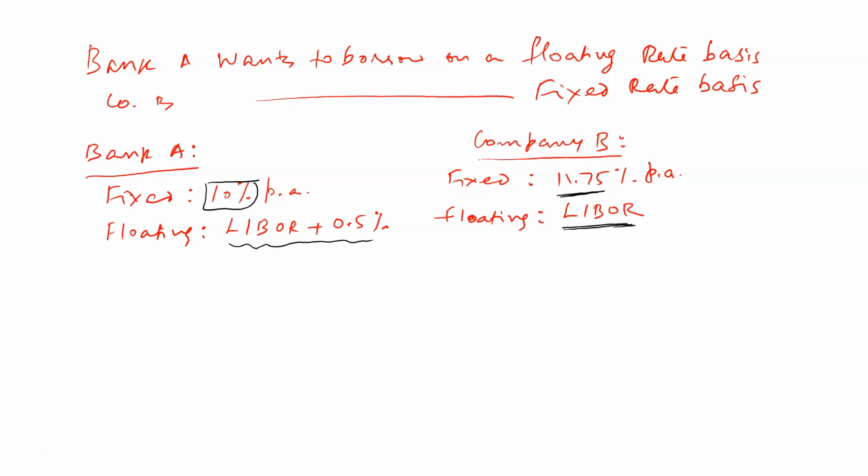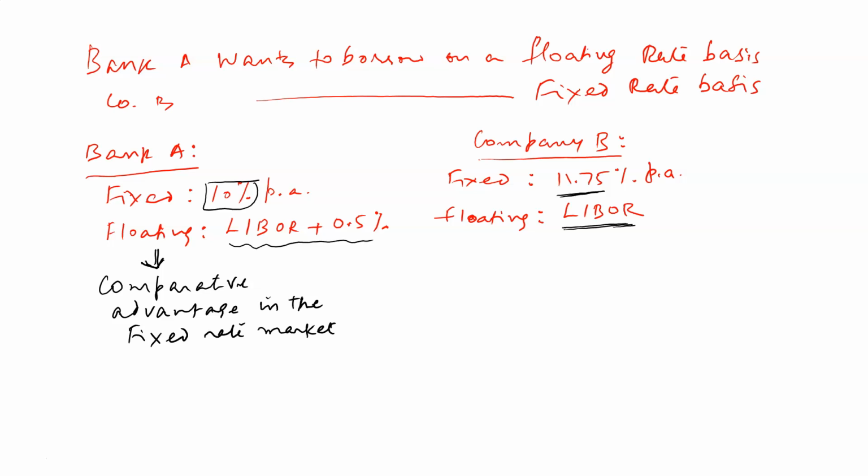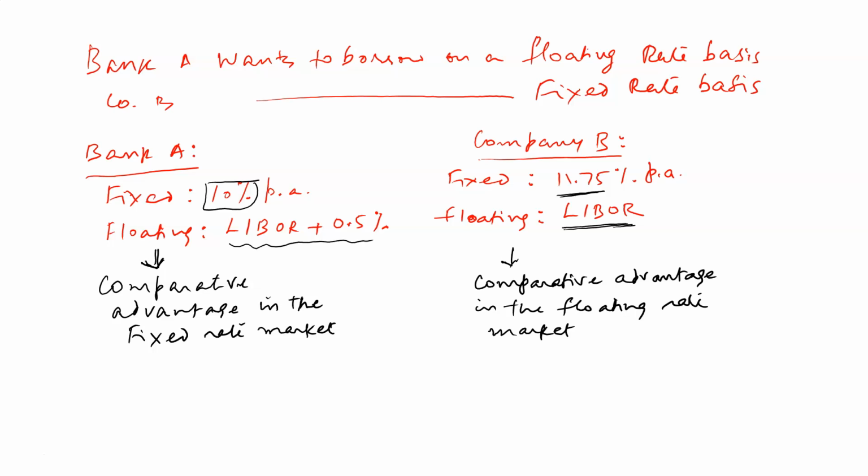So therefore, let's just make a quick note of that here, that Bank A has a comparative advantage in the fixed rate market. On the other hand, Company B has an advantage in the floating rate market, right? So, what recommendation can we offer to these guys?